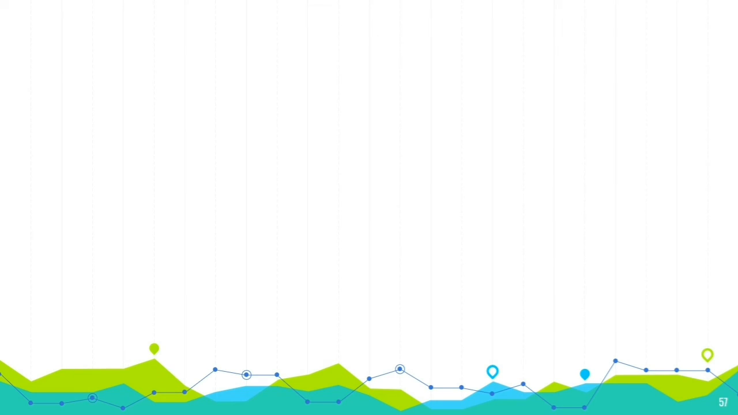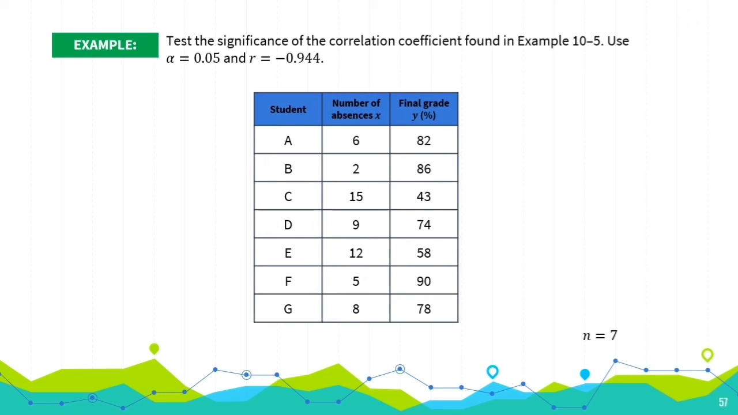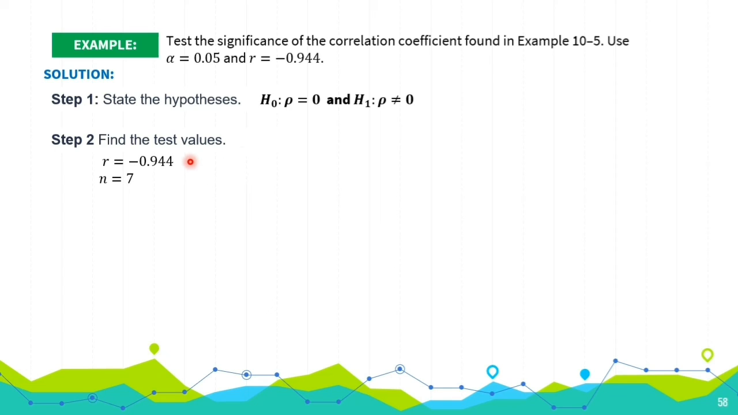For our example, test the significance of the correlation coefficient found in example 10-5. Use alpha equal to 0.05 and r equal to negative 0.944. So this is the data table. And for our solution, step 1, state the hypothesis. Our null hypothesis, rho is equal to 0, and alternative hypothesis, rho is not equal to 0. So step 2, find the test value. We have r equal to negative 0.944 and n equal to 7.